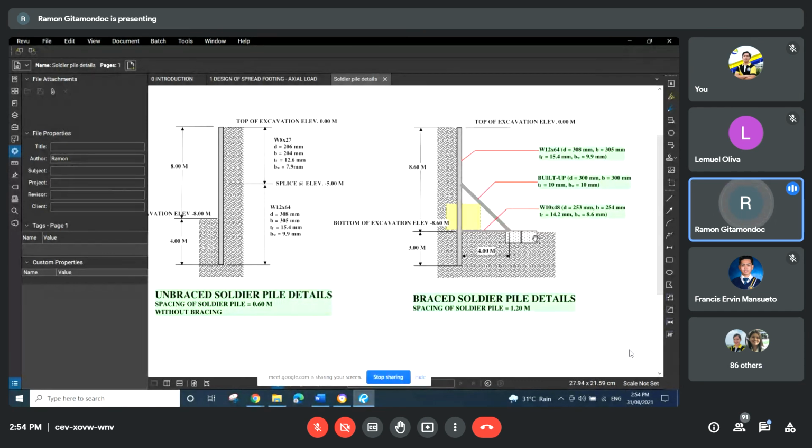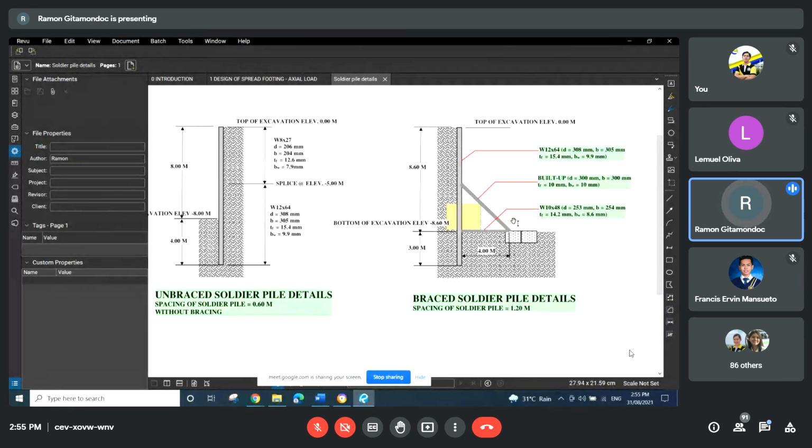I'm not indicated here the size, no? Anyway, I think this is 1.5 meter by 1 meter anchor block, just to have a support for the diagonal brace. So in addition to the diagonal brace, we also have the horizontal brace to prevent the sheet pile from kicking forward, no?